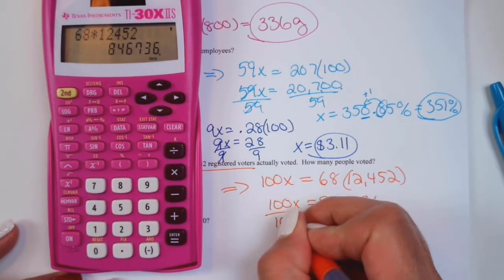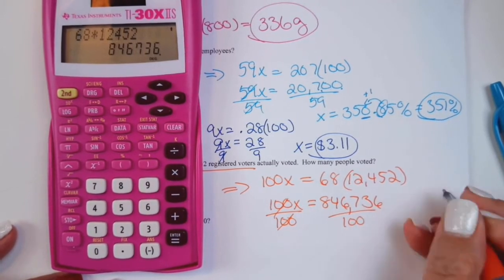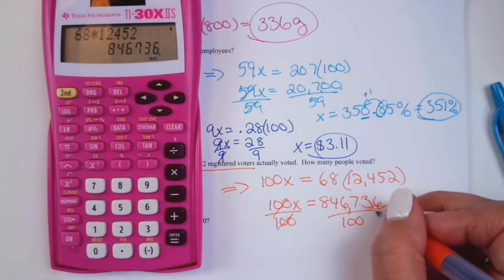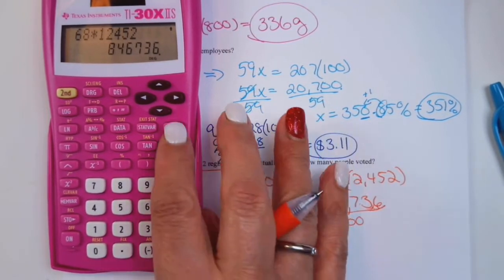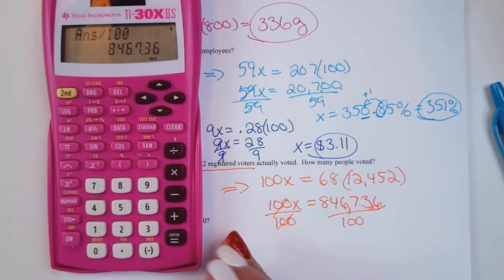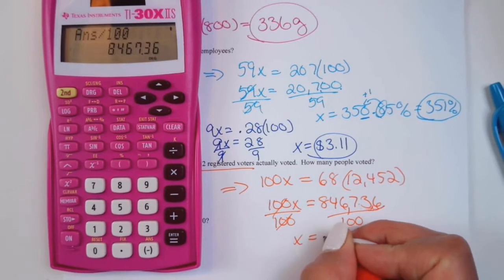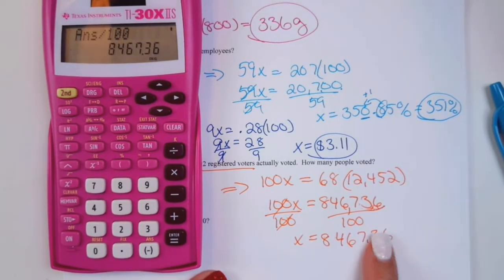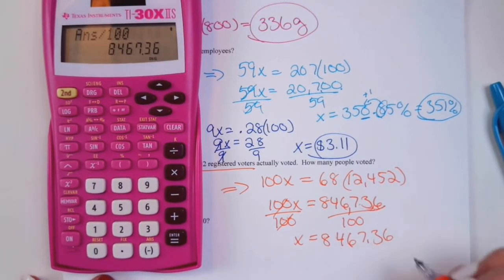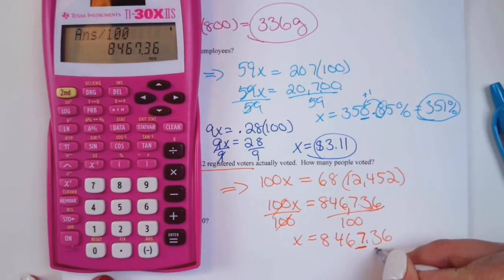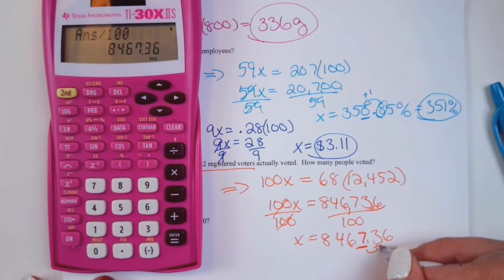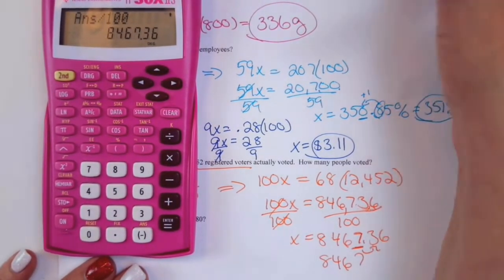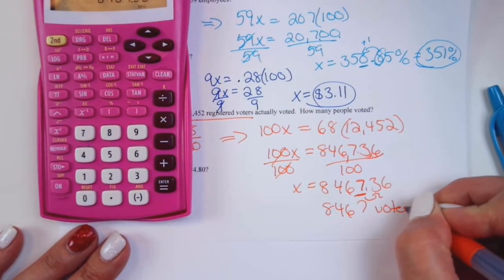Now we are dividing this by 100. And again, our decimal point is here. So we can just scoot the decimal 2 to the left, or we can divide it by 100, which means X equals 8,467.36. Well, we don't have 0.36 voters, so we're going to round it. And since the number to the right of it, 3, is less than 5, we're going to leave the 6 as it is. So our answer is 8,467 voters.